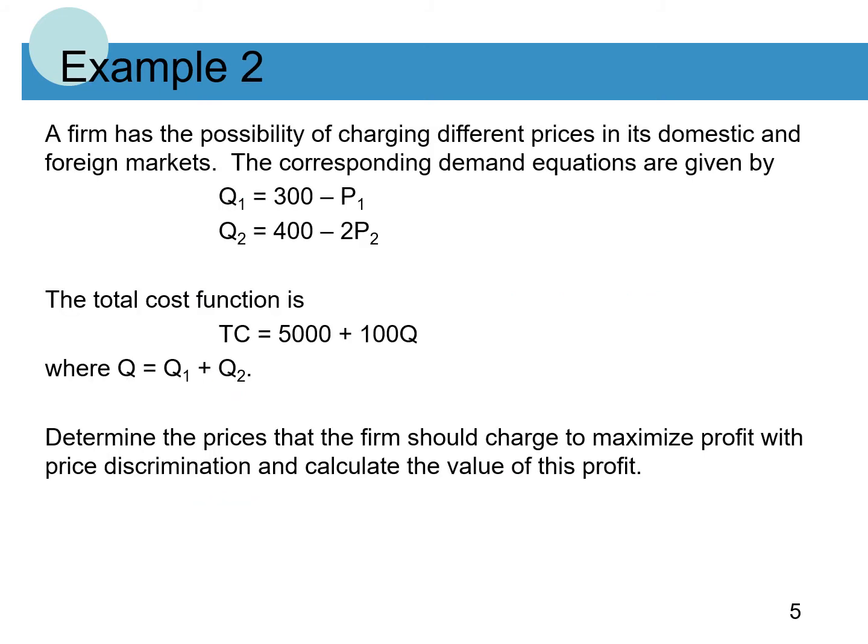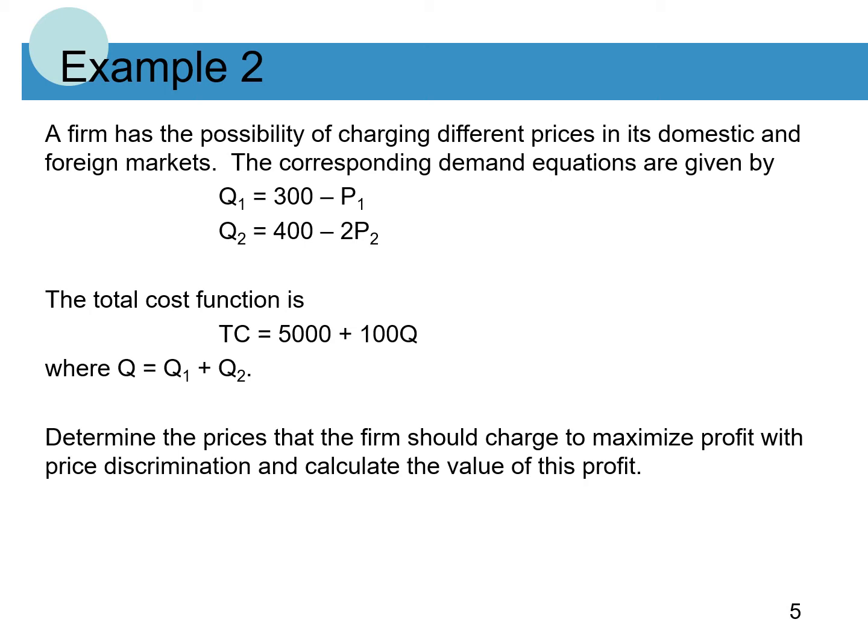Example 2. A firm has the possibility of charging different prices in its domestic and foreign markets. The corresponding demand equations are given by Q1 equal to 300 minus P1, and Q2 is equal to 400 minus 2P2. The total cost function is given as TC equal to 5000 plus 100Q, where Q is equal to Q1 plus Q2. Determine the prices that the firm should charge to maximize profit with price discrimination, and calculate the value of this profit.